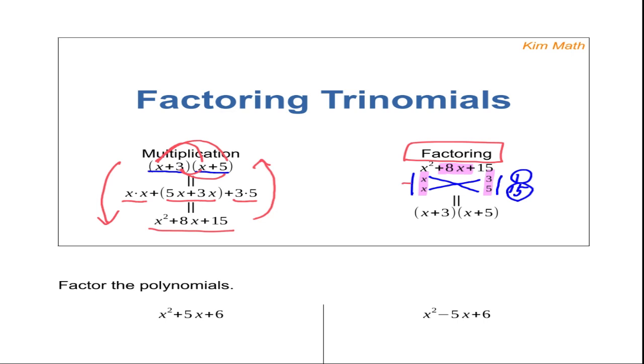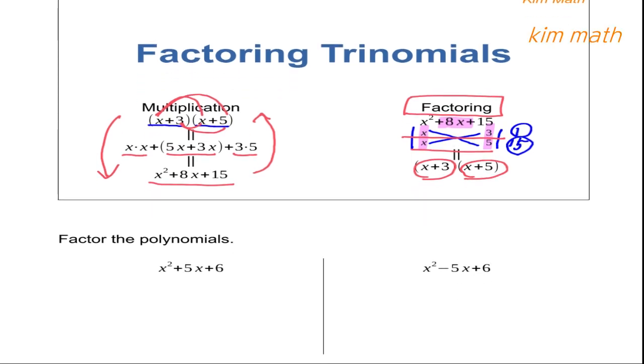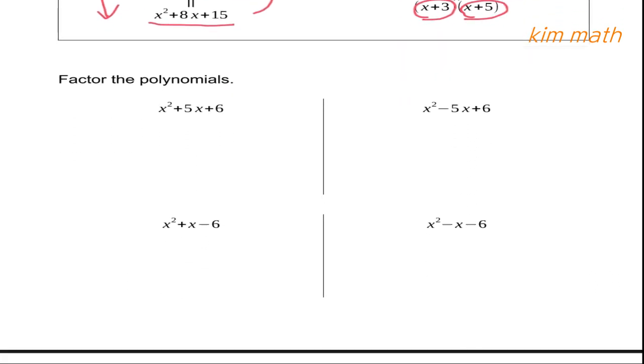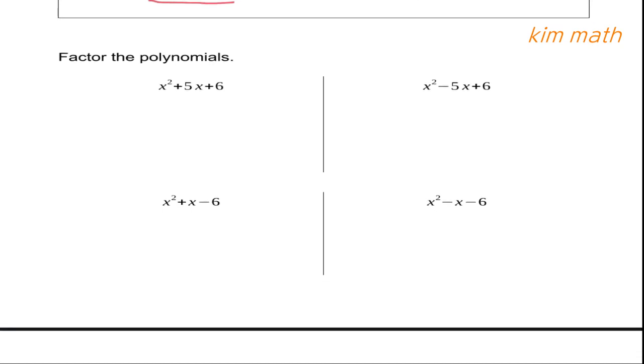Then the first line is your first factor, x and 3, which appears here. And the second row, x and 5, which means x plus 5 here. Okay. We need practice to understand this concept. So here in this lecture, we have some more exercises.